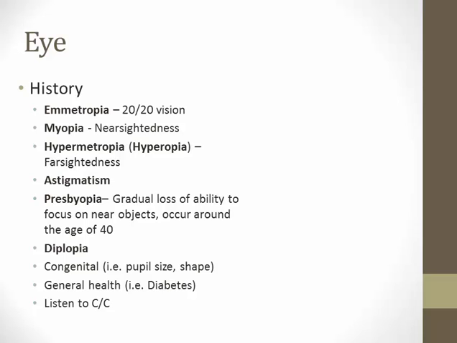Maybe diplopia is a possibility, double vision. Some other things that you want to think about: maybe this person has a congenital abnormality in their eye, pupil size or shape. So make sure you ask some questions to obtain the history. What was normal for the person? How are you going to check somebody's vision?